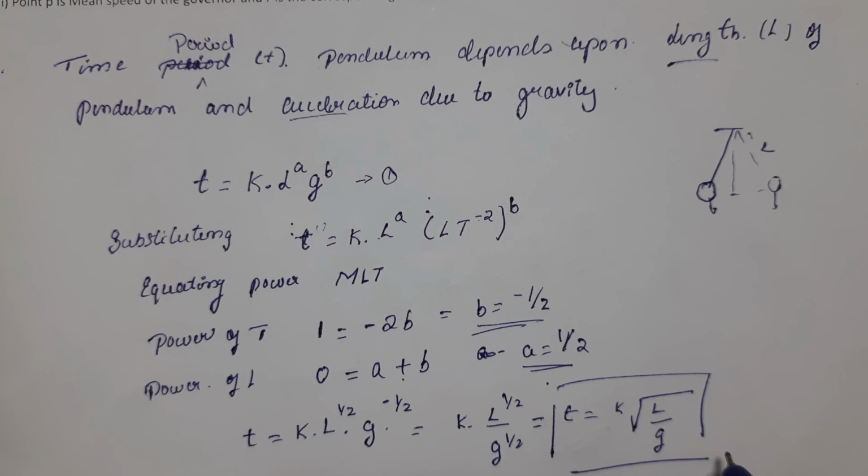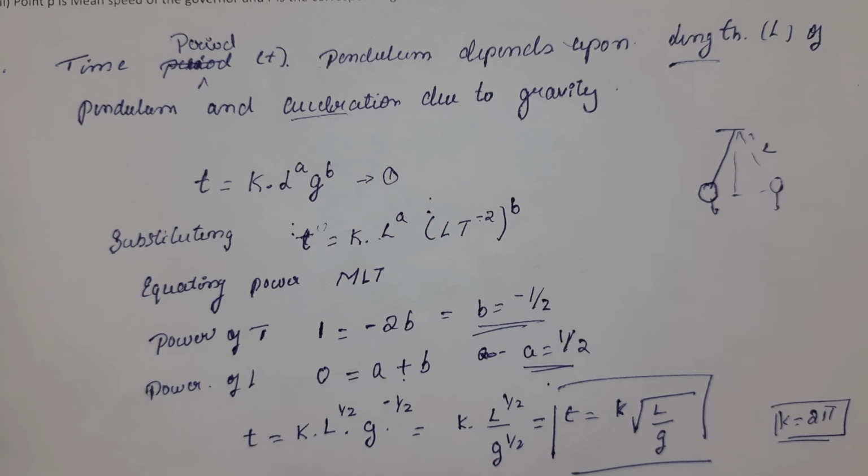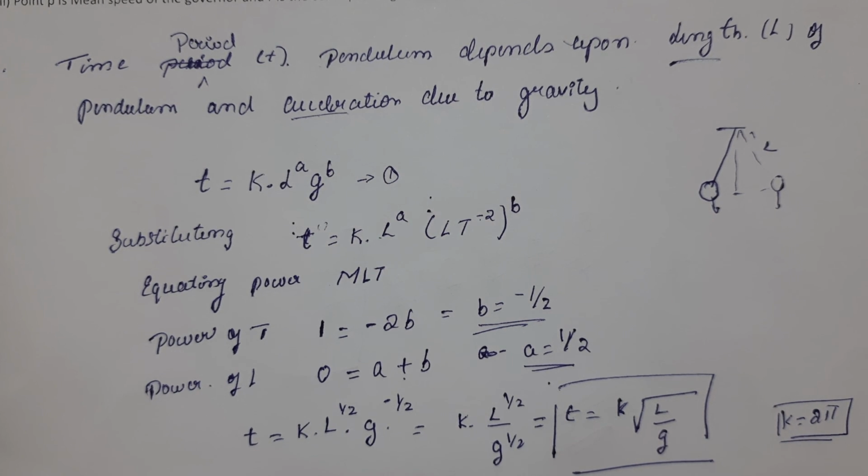Experimentally you can determine the value of k here, which will be equal to 2 pi. So this is Rayleigh's method to find the expression when there are 3 or 4 variables here.